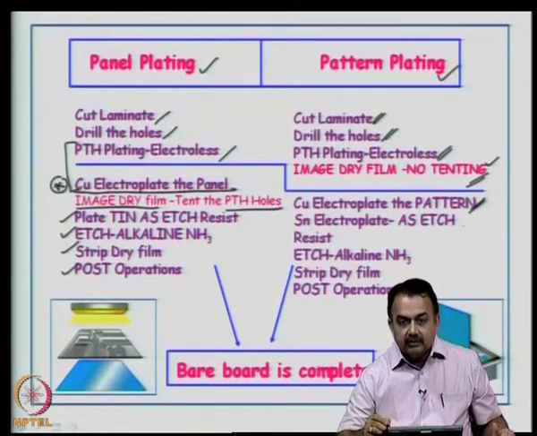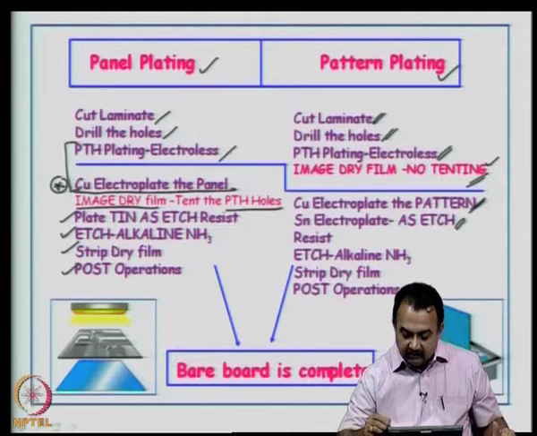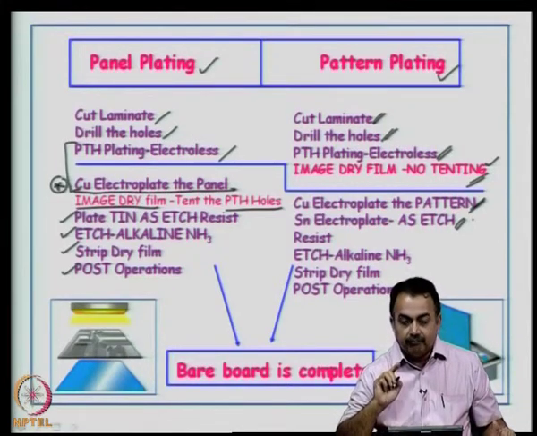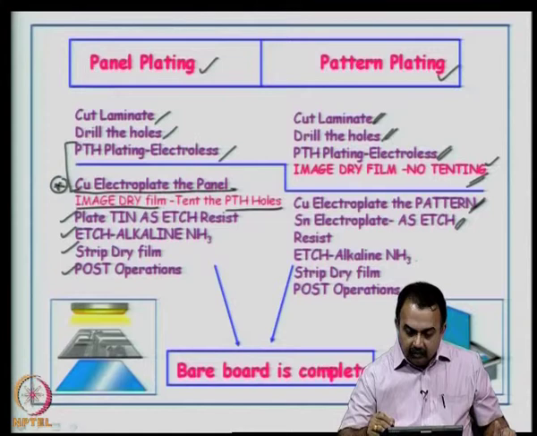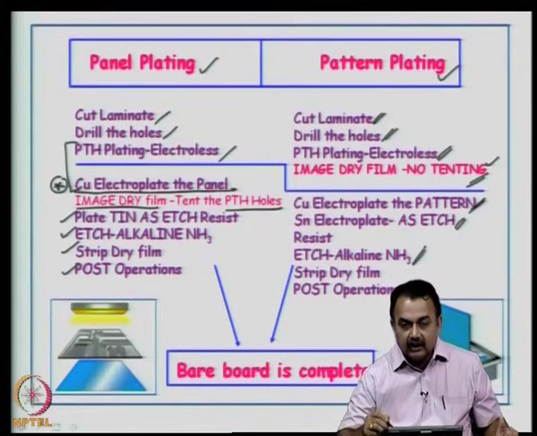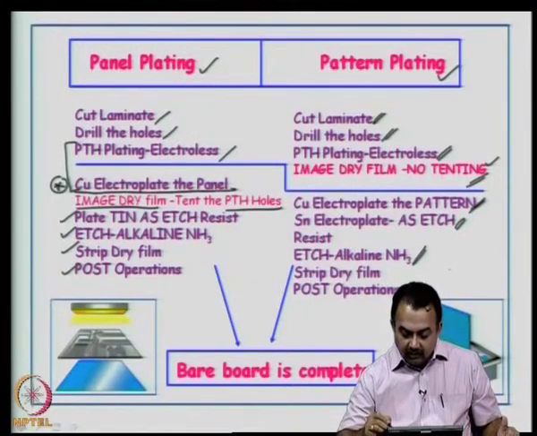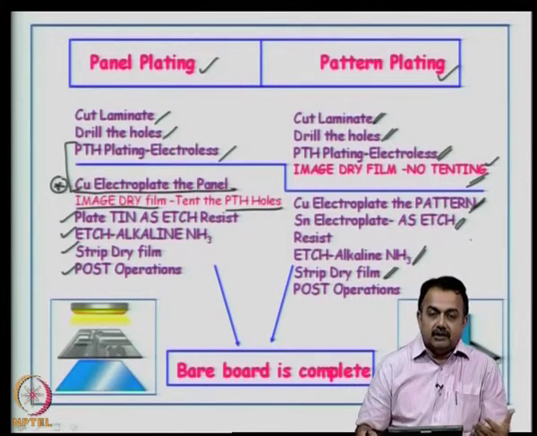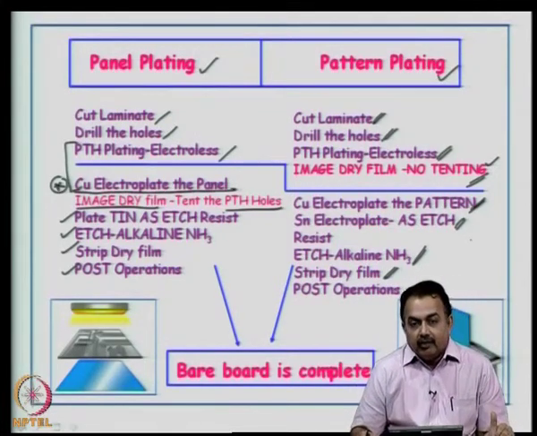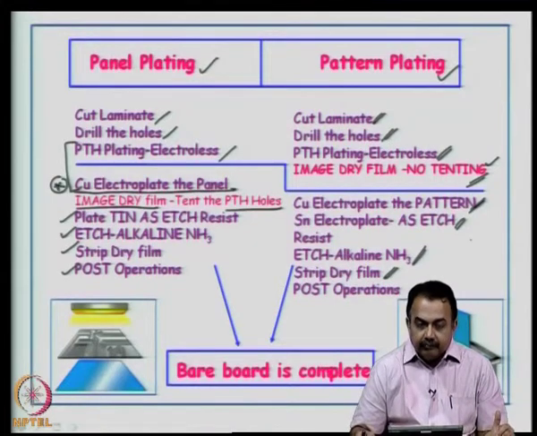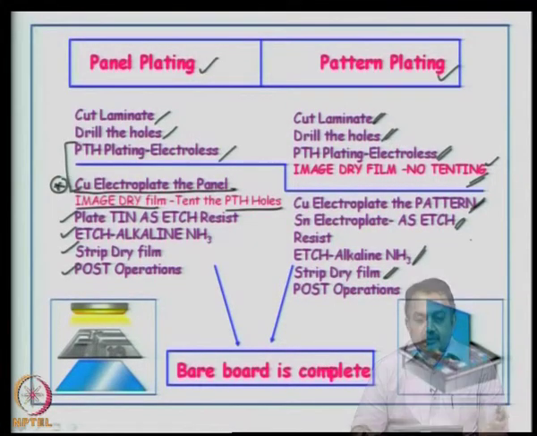Now, you electroplate tin as the etch resist on the pattern areas only, then remove the photoresist, or before that you do the etching using alkaline ammonia. So, the non-pattern areas will be removed. Now, you strip off the dry film and do post operations like solder mask, legend printing, edge chamfering, conformal coating and so on.